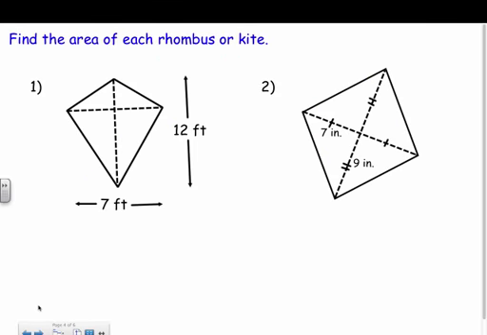So let's go apply it. Find the area of each rhombus or kite. I'm going to write my formula: area equals 1/2 times one diagonal times the other diagonal, diagonal 1 and diagonal 2. That's what those little numbers in the bottom down there mean.